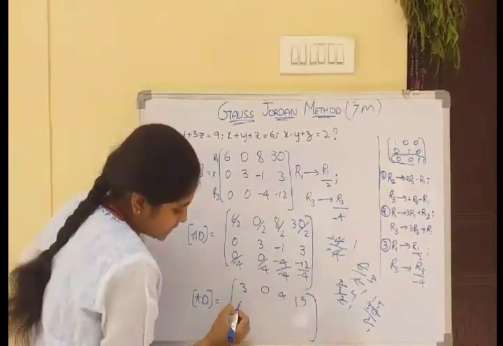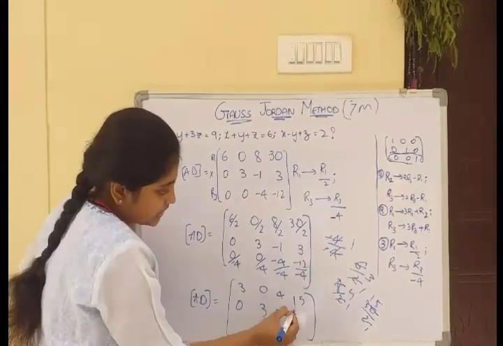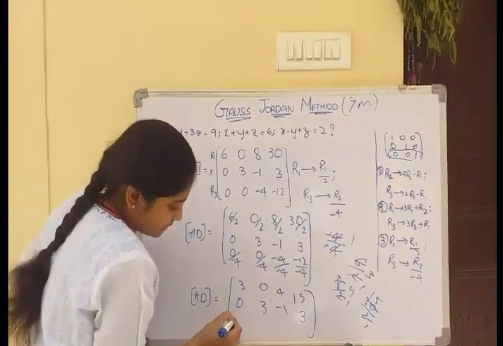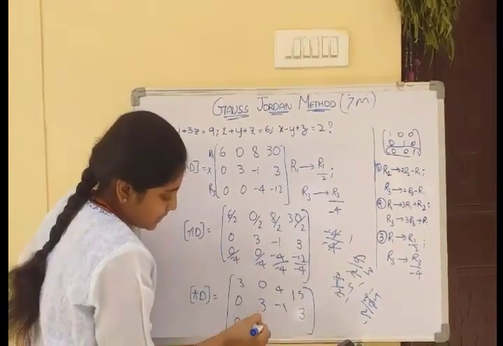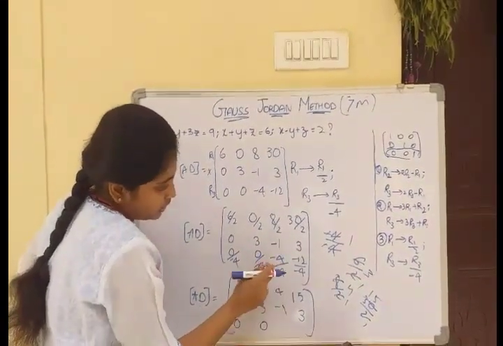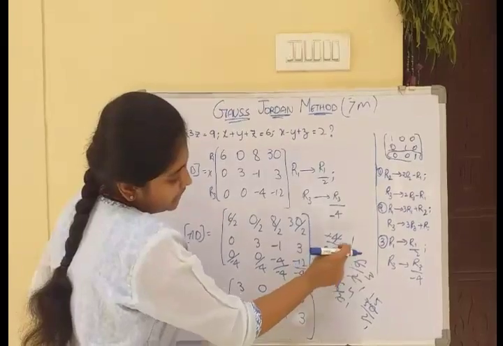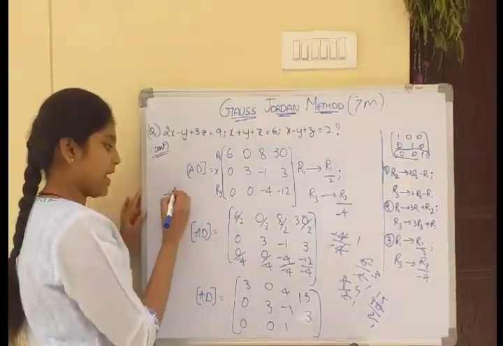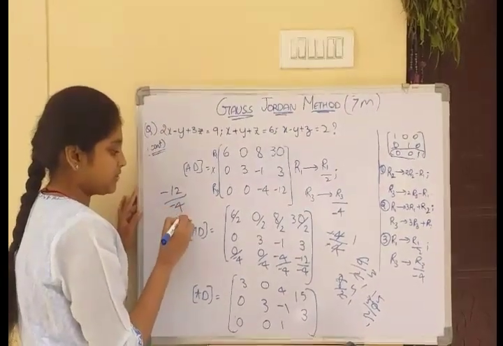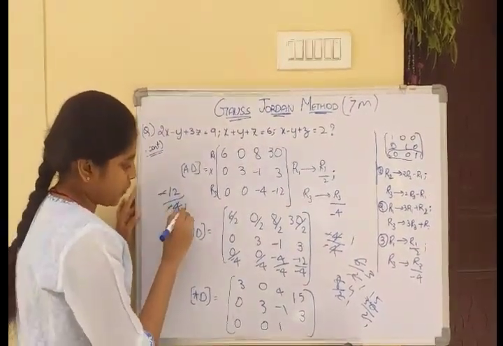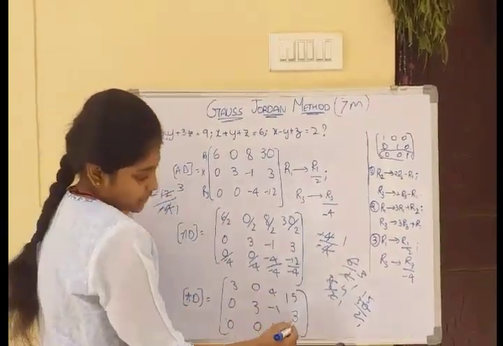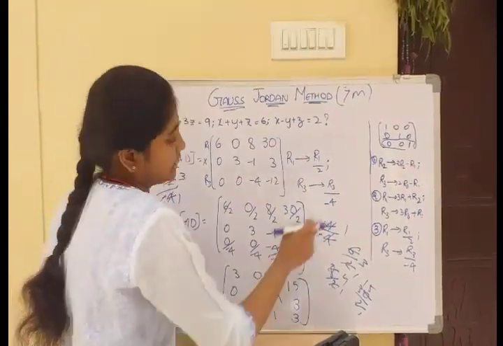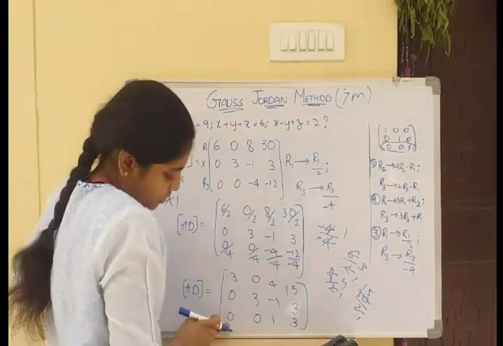Second row as it is: 0, 3, minus 1, 3. Here the last row, 0 by something is 0. 0 by minus 4 is also 0. I already told you, minus 4 divided by minus 4 becomes 1. Minus 12 divided by minus 4: minus minus gets cancelled, 4 3s are 12, so it is 3. Here we obtain the final row of the identity matrix, that is 0 0 1. So we got 0 0 1.